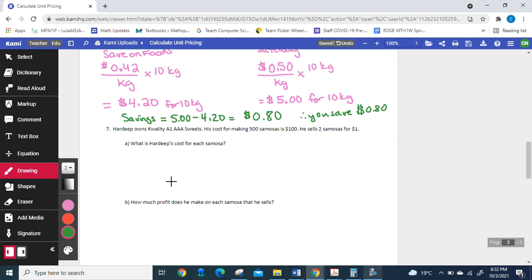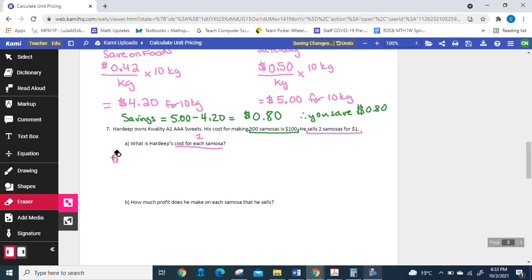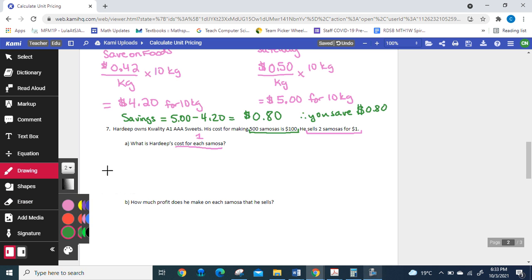Okay. Hardeep owns Quality A1 AAA Sweets. His cost for making 500 samosas is $100, and then he's going to sell 2 samosas for $1. This is really important. We need to make sure we're selling them for enough money to cover our costs, isn't it? So let's figure out our cost for 1 samosa. So for each samosa, so for 1. Let's follow our color scheme here. All right, $100, and we're doing that for 500 samosas.